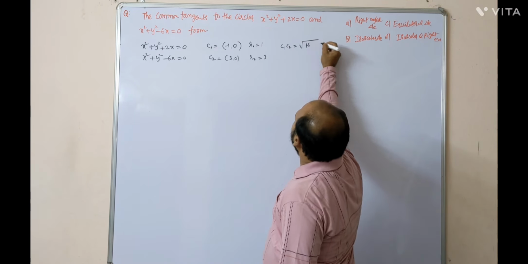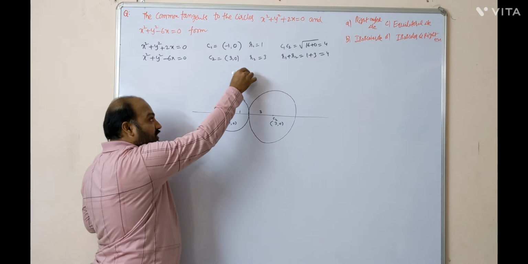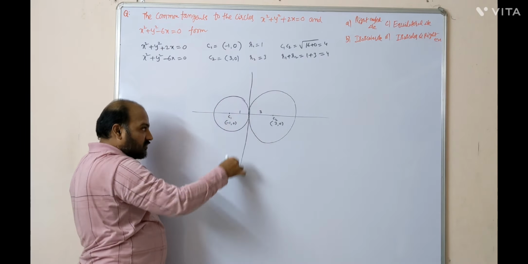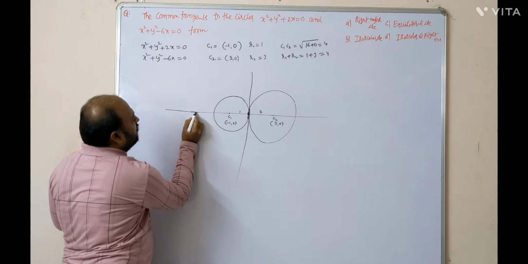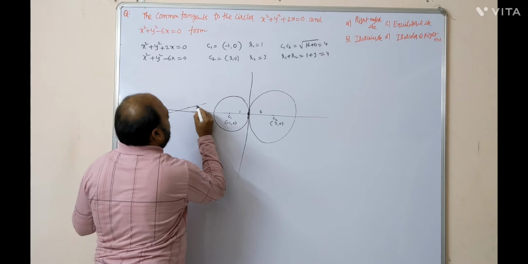So this is C1, radius is 1. C2, radius is 3. So here 3 comma 0, here minus 1 comma 0. This is 1 common tangent, dear students. Another one. So we can draw like this. Just a figure.